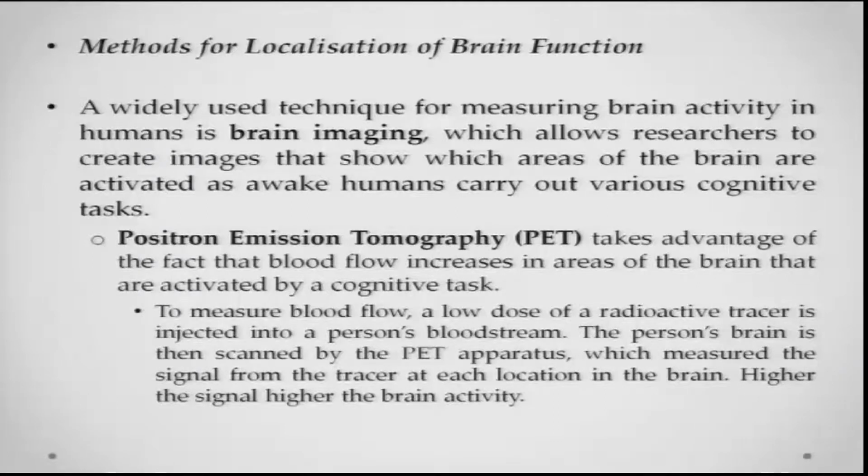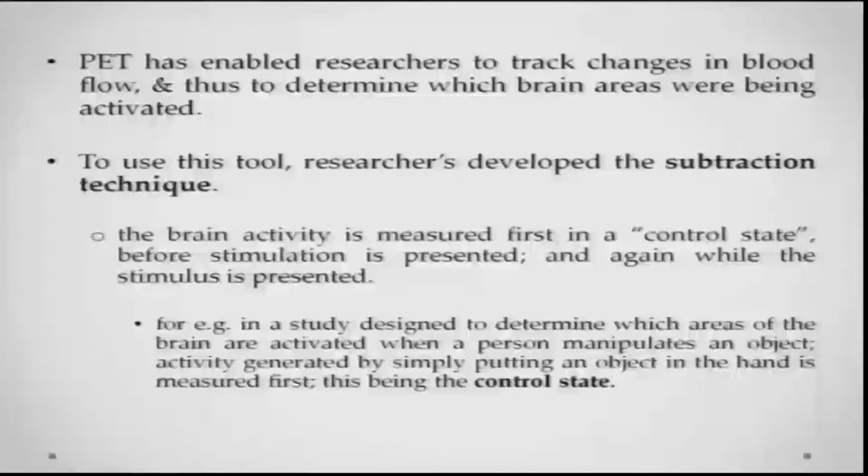So, for example, if you are showing me faces and there is an area of the brain which responds selectively to faces, I will see much higher brain activity in that particular area, and that can be measured and logged by the scanner. Now, PET has enabled researchers to track changes in blood flow and thus to determine which areas of the brain were being activated. This kind of measurement is called functional imaging.